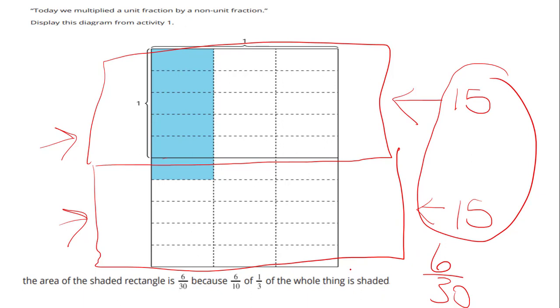So what mistake did he make? Well, he's counting all the rows in the rectangle as the denominator instead of noticing that we have 2 separate rectangles here. So he says 6 out of 30 total pieces.